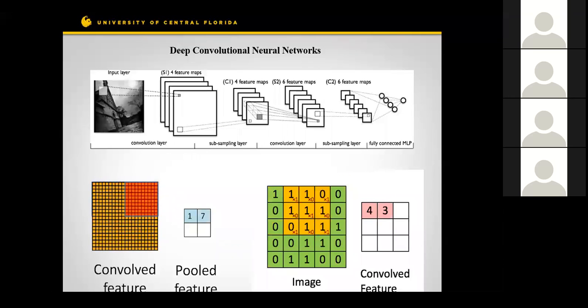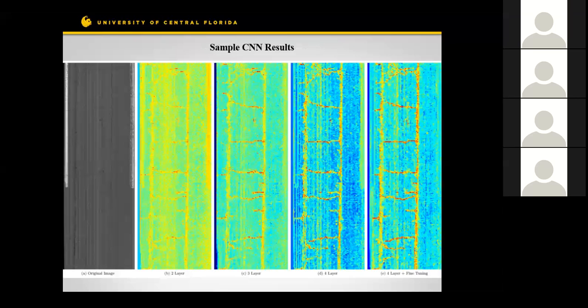I don't want to go into the detail, but basically CNN is just a series of convolutions and pooling systems or subsampling. I just wanted to share some results that we did. As you can see, from the left to the right, we used deeper and deeper networks, and you can see on the right hand side we have clear detection of the crack parts.